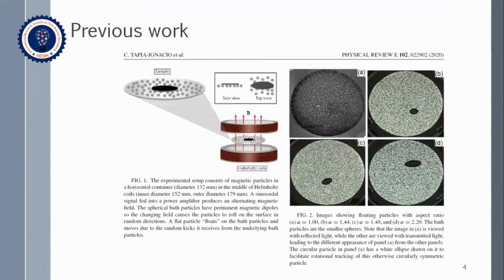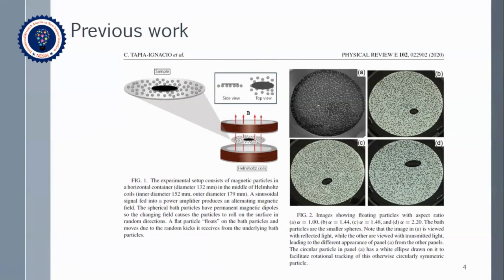In a previous work closely related to the current one, we studied a system where the magnetic particles are used as a thermal bath for ellipsoidal particles that are over the magnetic particles. The ellipsoidal particles are made of paper and lie over the magnetic particles. They move because of the random kicks beneath their surface.